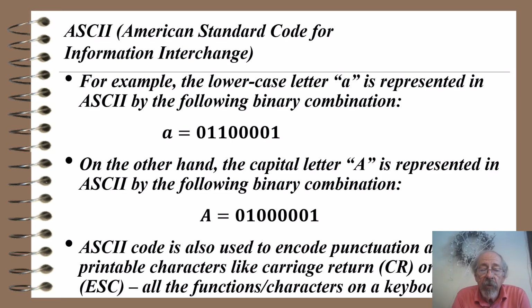ASCII code is also used to encode punctuation and non-printable characters like, say, the carriage return or enter key on a keyboard, or escape, ESC. All the function characters on a keyboard, all the F1, F2, F3 on the top row of the keyboard, anything like a question mark, quotation marks, parentheses, all those things can be represented by an ASCII code, a binary code.